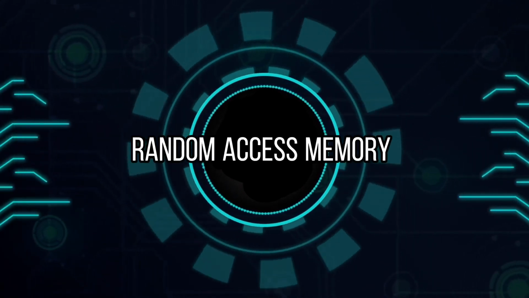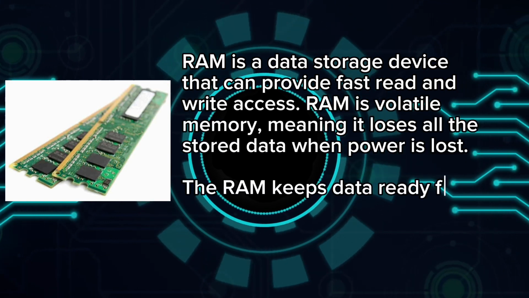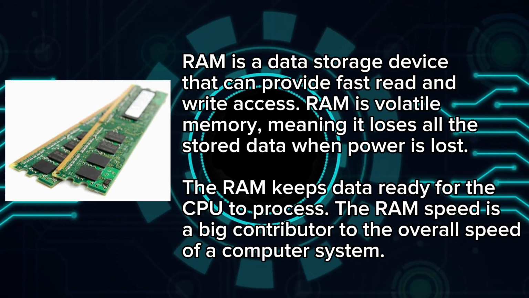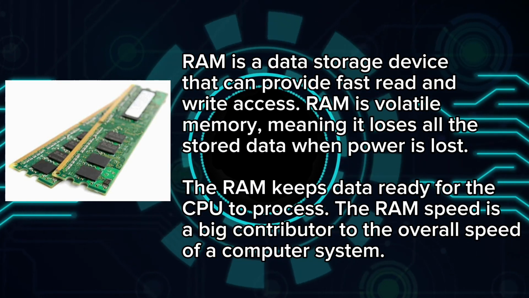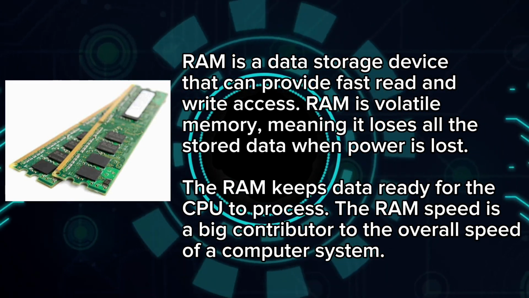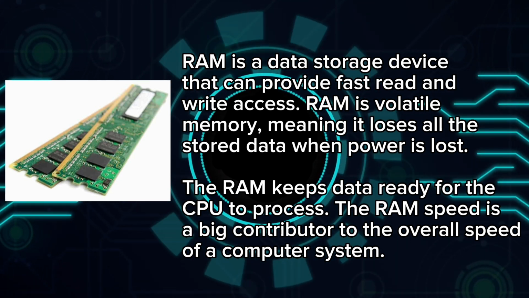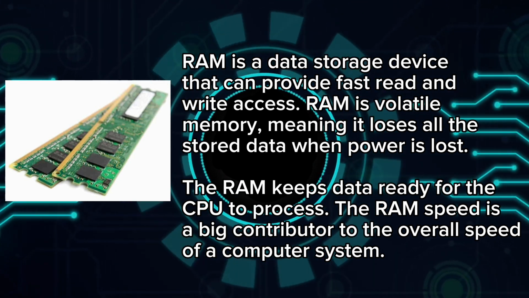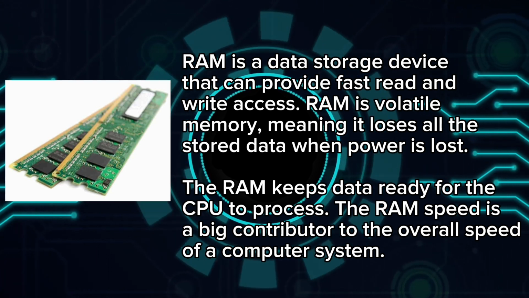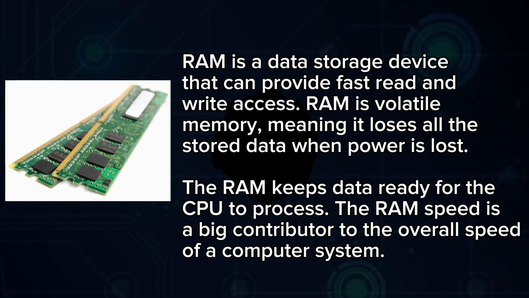Random Access Memory. RAM is a data storage device that can provide fast read and write access. RAM is a volatile memory, meaning it loses all the stored data when power is lost. The RAM keeps data ready for the CPU to process. The RAM speed is a big contributor to the overall speed of a computer system.